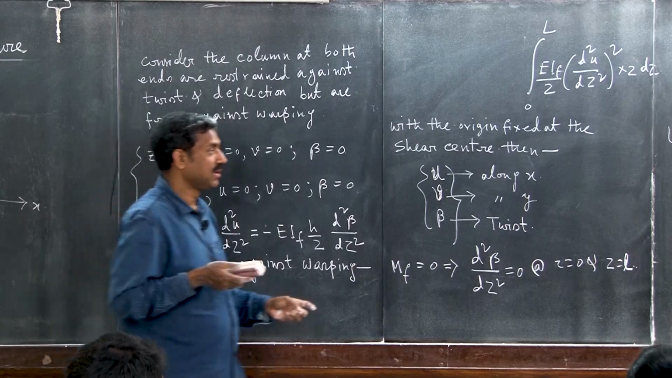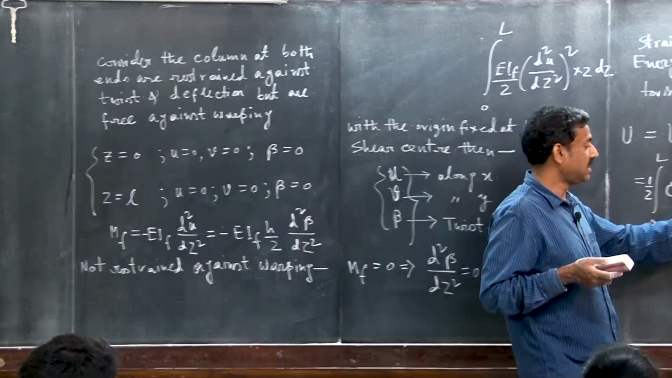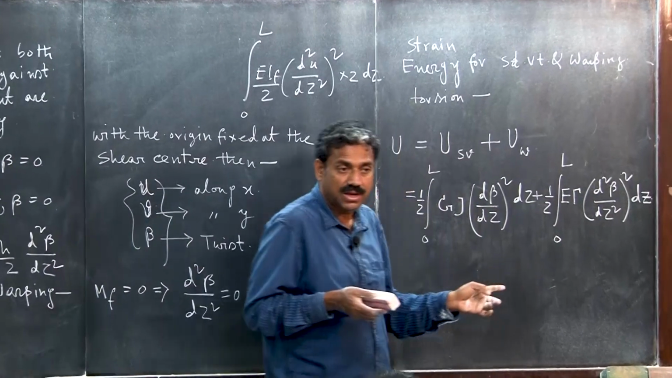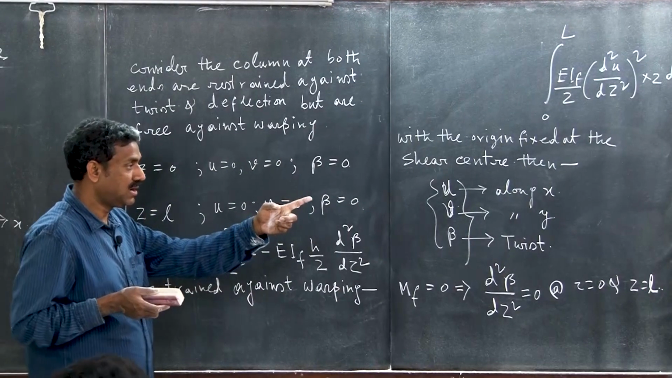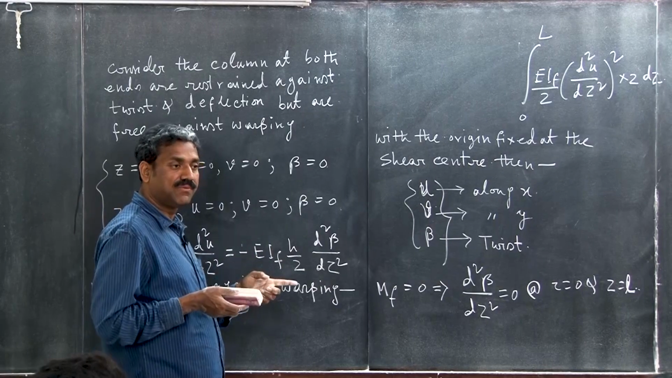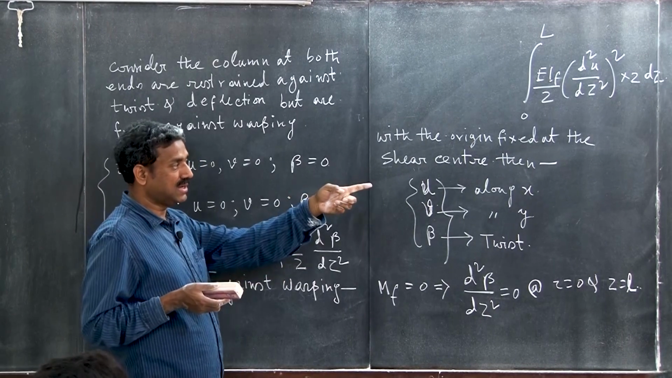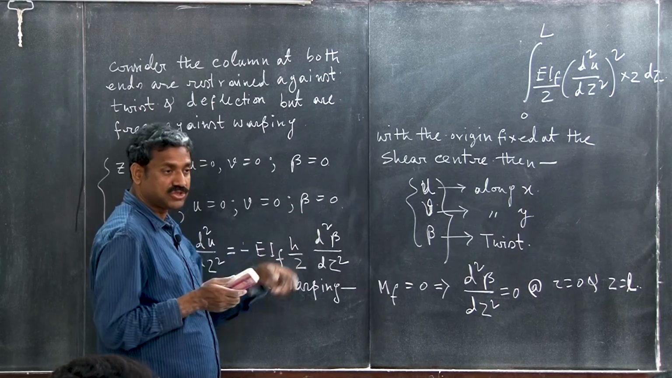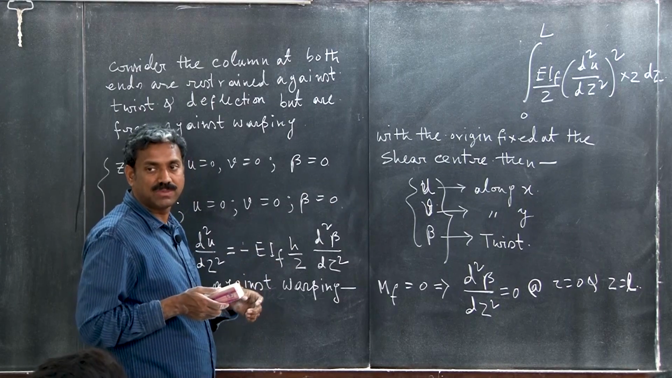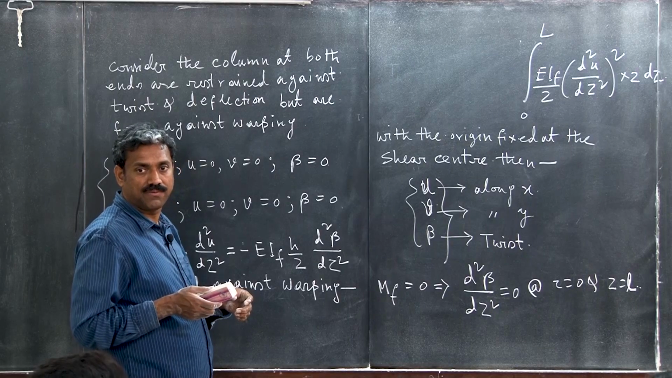Moreover, what is the higher order derivative here? d²β/dz², okay. We can have some functions which can satisfy all these things, we can assume some function and then substitute over there and then we can do the minimization, okay, fine.